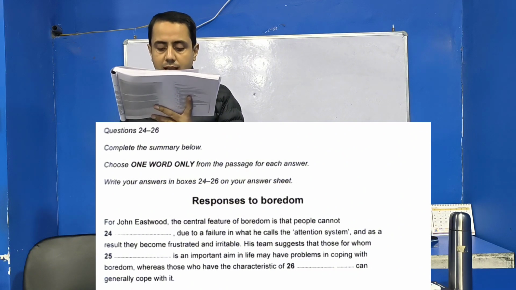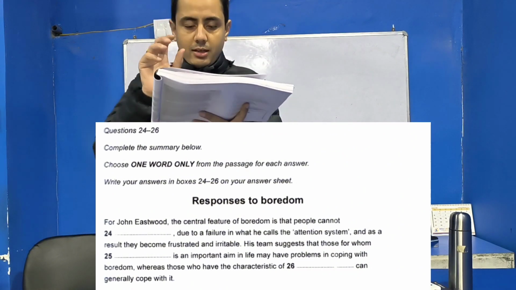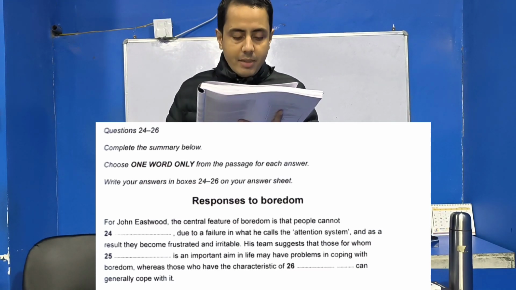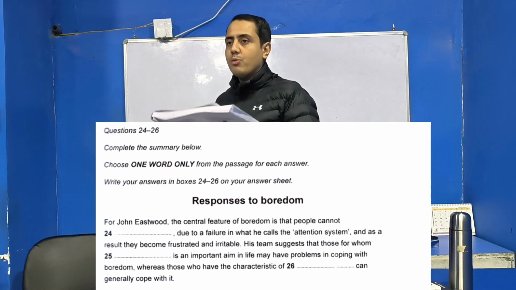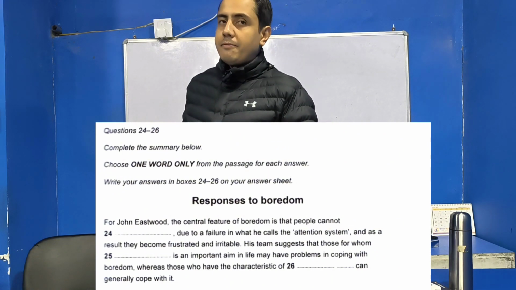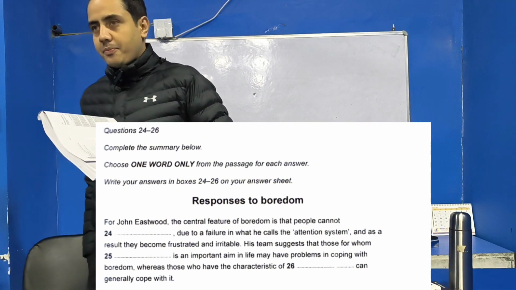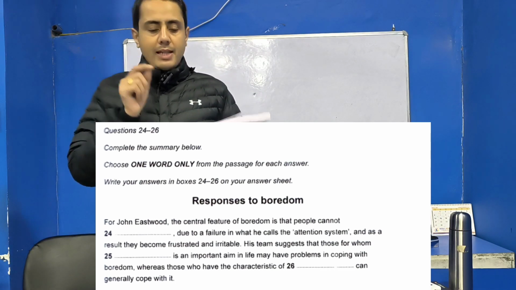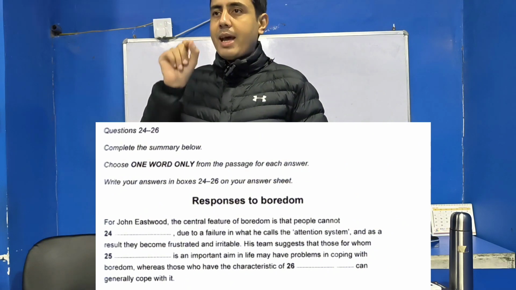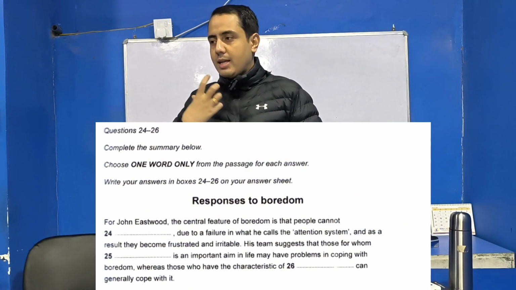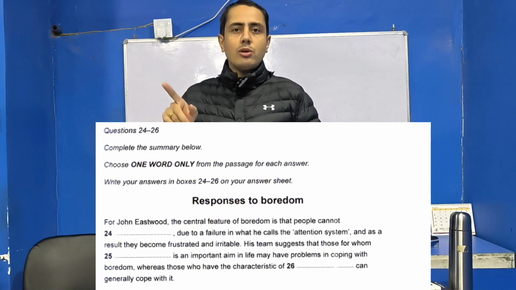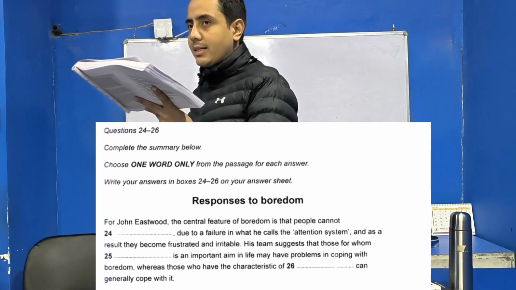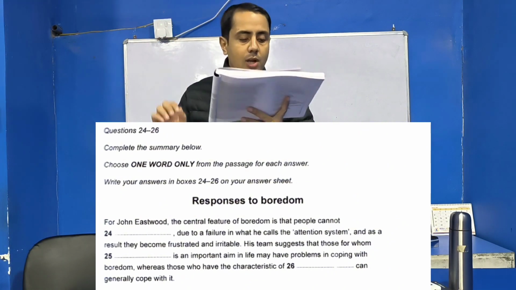His team suggests that those for whom something is an important aim in life may have problems in coping with boredom. Coping means dealing. So if a boring situation arises, people will not be able to deal with that. People will become bored if they have this, whatever number 25 is, as their aim in life. So that is not good for us, that aim in life. Whereas those who have the characteristic of, again, something else, can generally cope with it.